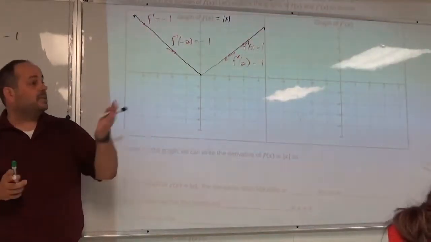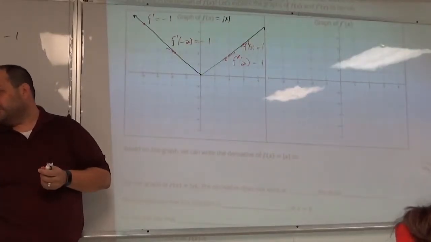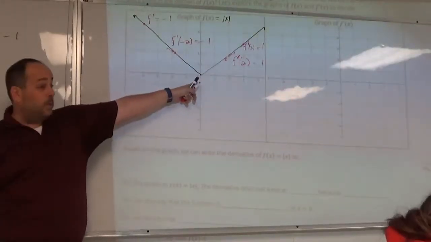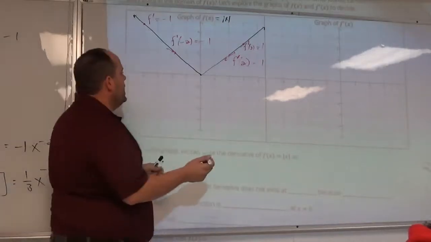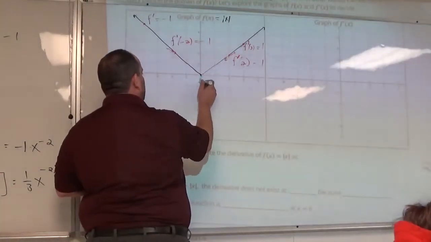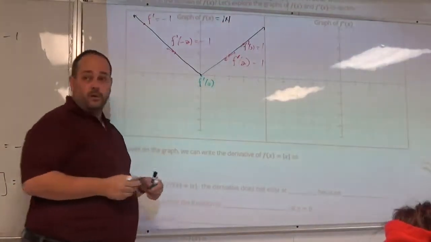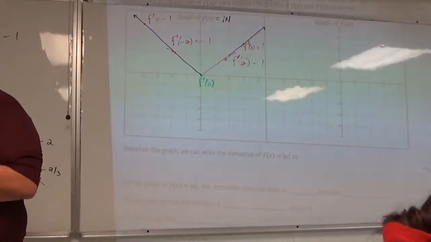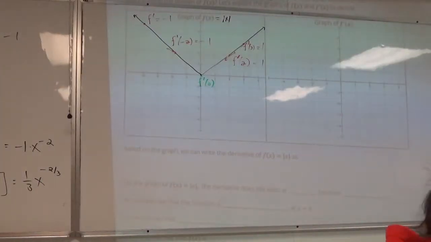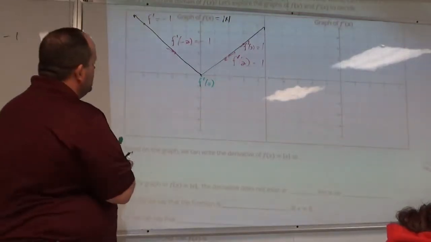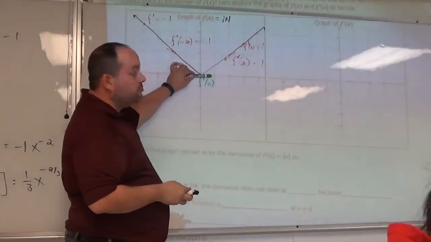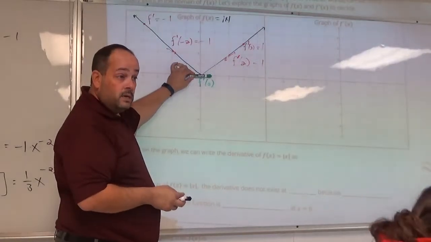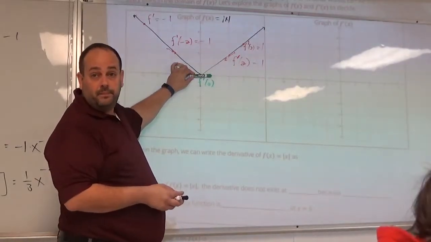Origin. The vertex, the origin. Vertex are usually reserved for parabolas, but everyone's talking about this point over here? Yes. Okay. If I ask you to find f prime of 0, we're about to experience a problem. What is f prime of 0? What's the slope there? Some people are going to say, well, if I drew a tangent line, I think it would have a slope of 0, right?